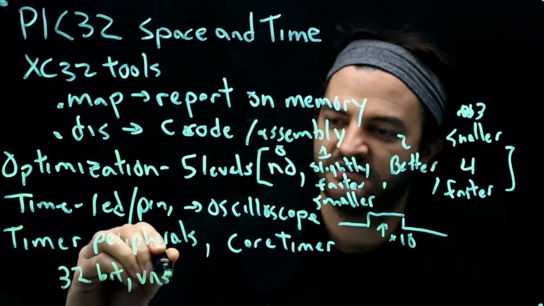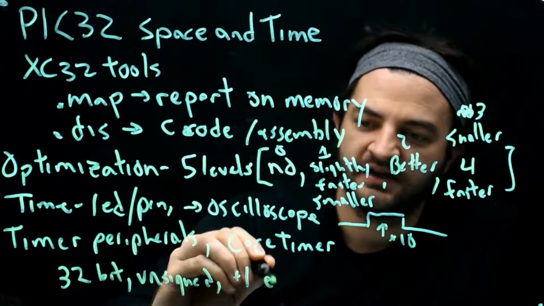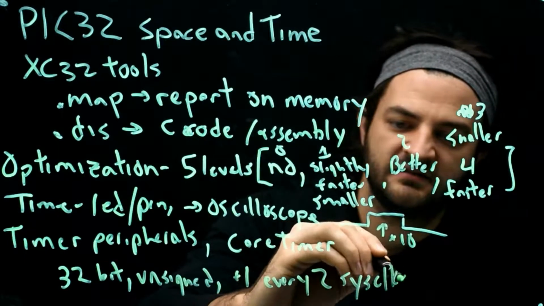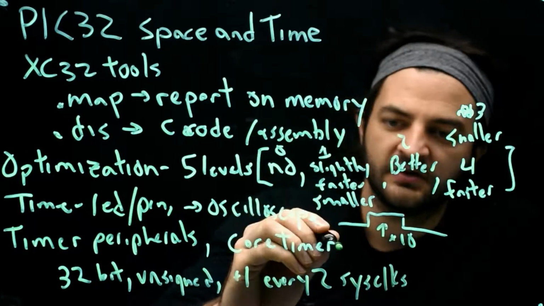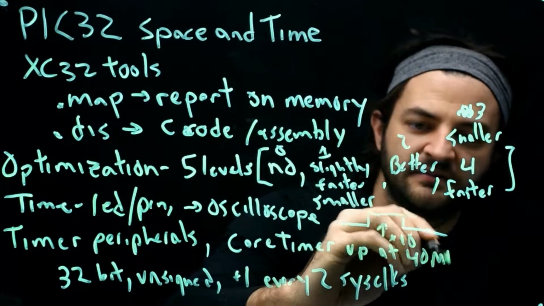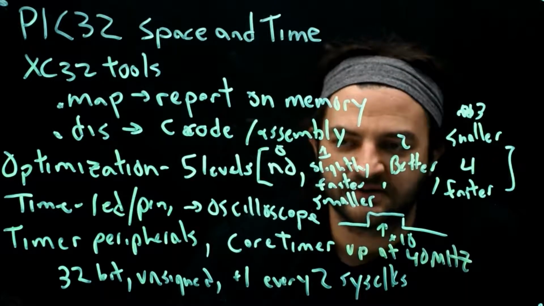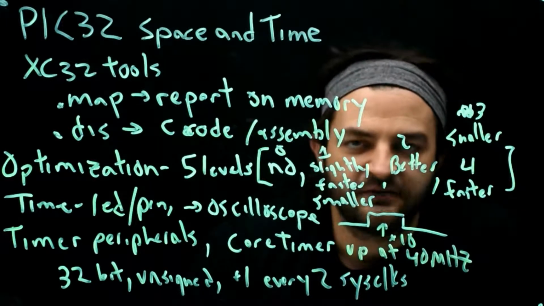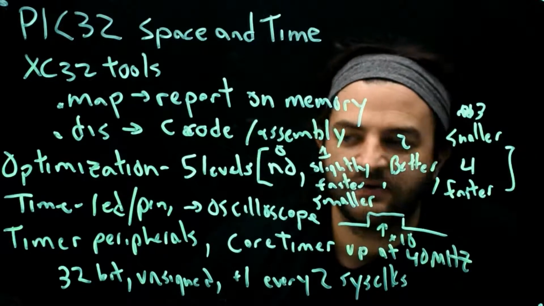unsigned, and it does a +1 every 2 sys clocks. So when our PIC is running at 80 megahertz, the core timer goes up at 40 megahertz. That'll be important to know because we'll read that number, and depending on how much it has changed, we can use the fact that it takes 25 nanoseconds for that number to go up by 1, and then we can time our code that way.